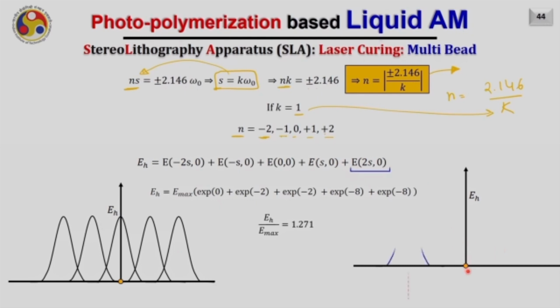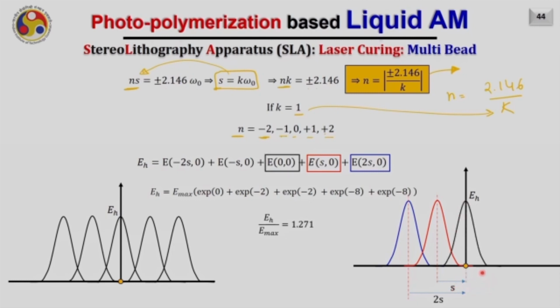absorbed by the point due to the first pass, which is shown here in blue color. For this particular pass, which is in the blue color, the point of interest is at 2s distance. Similarly, the next pass which we are considering is shown here in red color. For this particular pass, the point of interest is at s unit distance. The third pass, which is exactly on top of this point of interest at 0, 0, hence we can find out the energy absorbed by this point due to this black color pass.